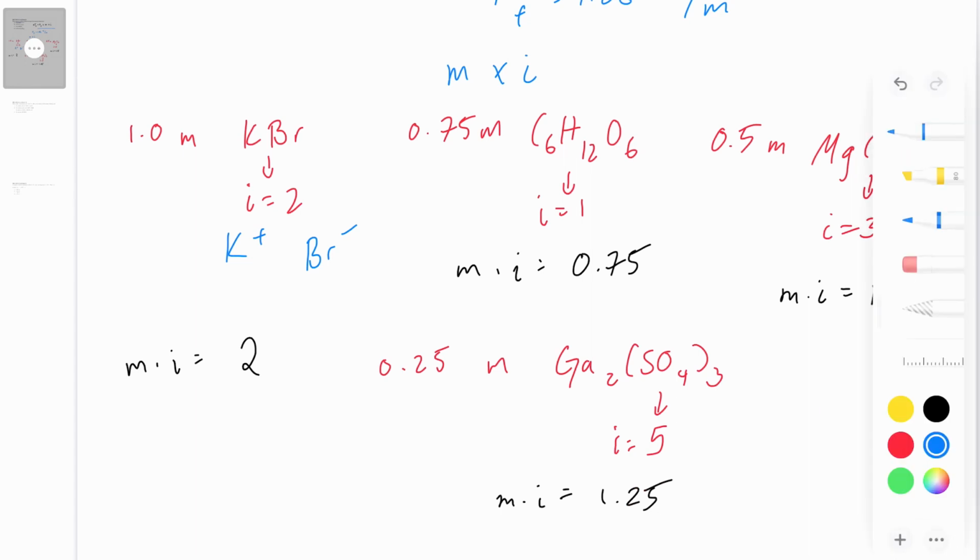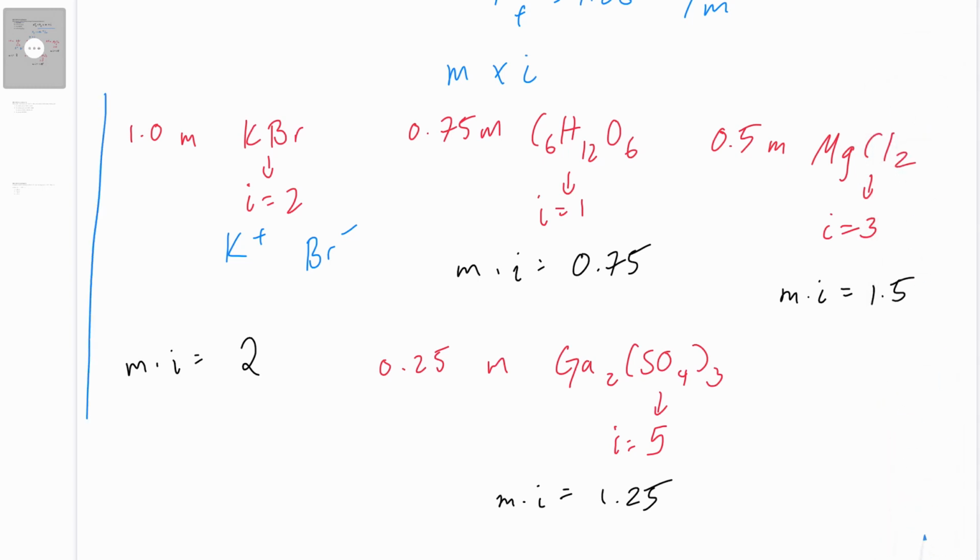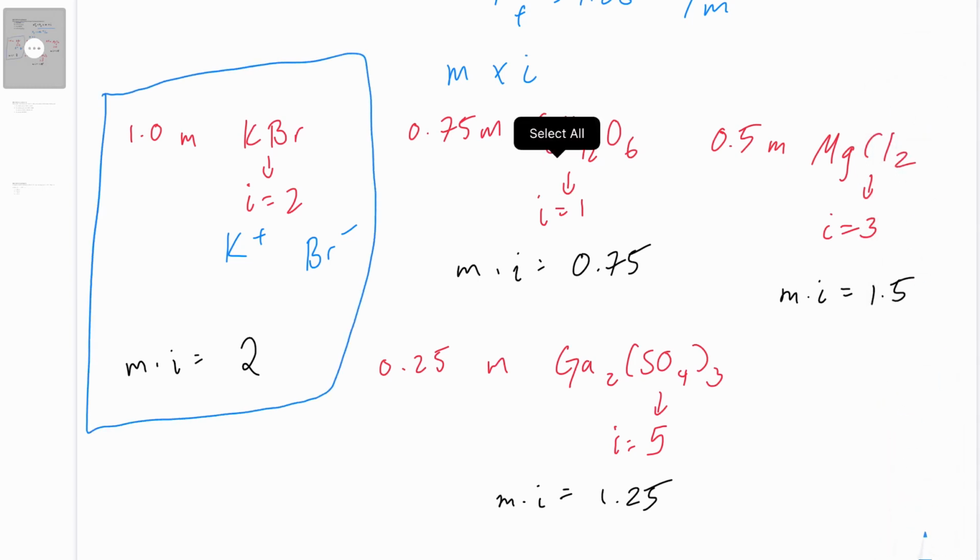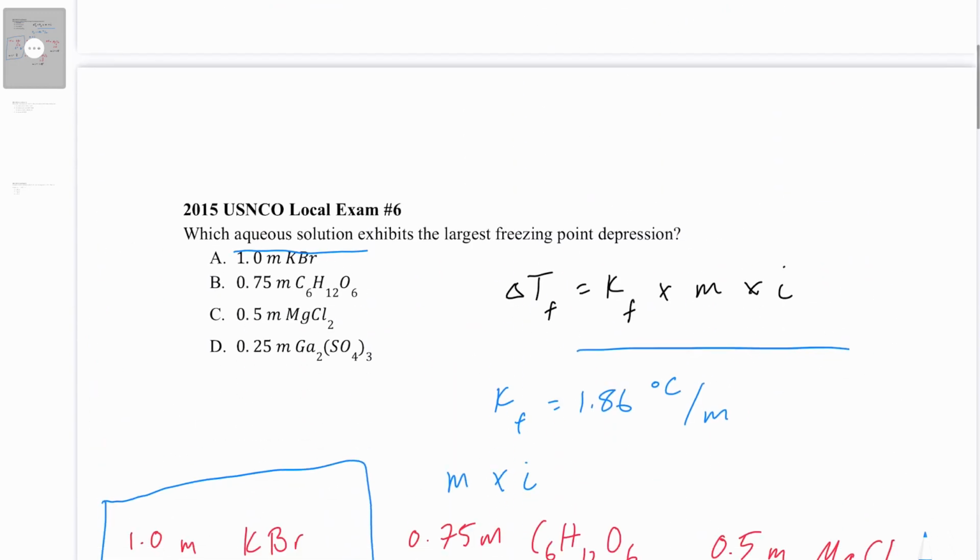So out of all these answer choices, the one with the greatest M times I value is going to be the KBr. One molality KBr is going to have the largest freezing point depression. So our answer is A.